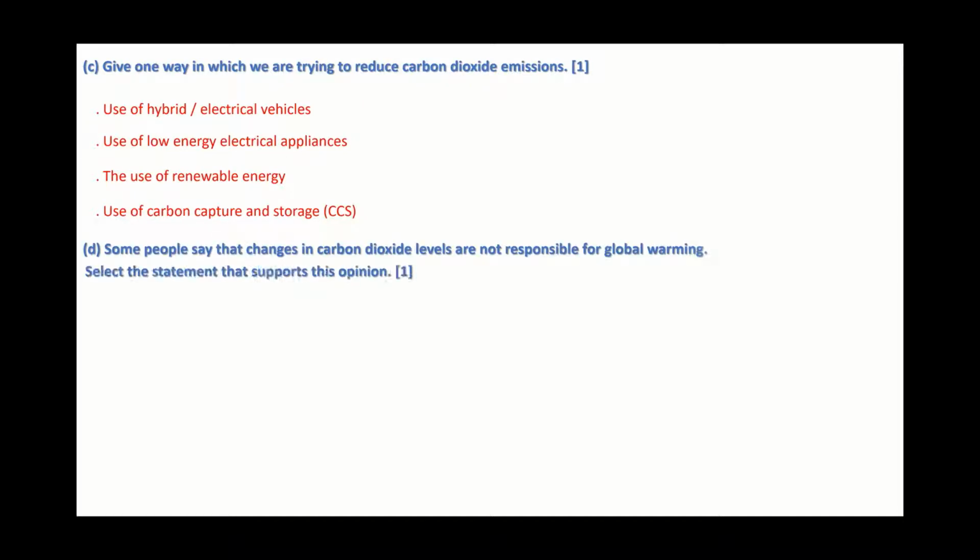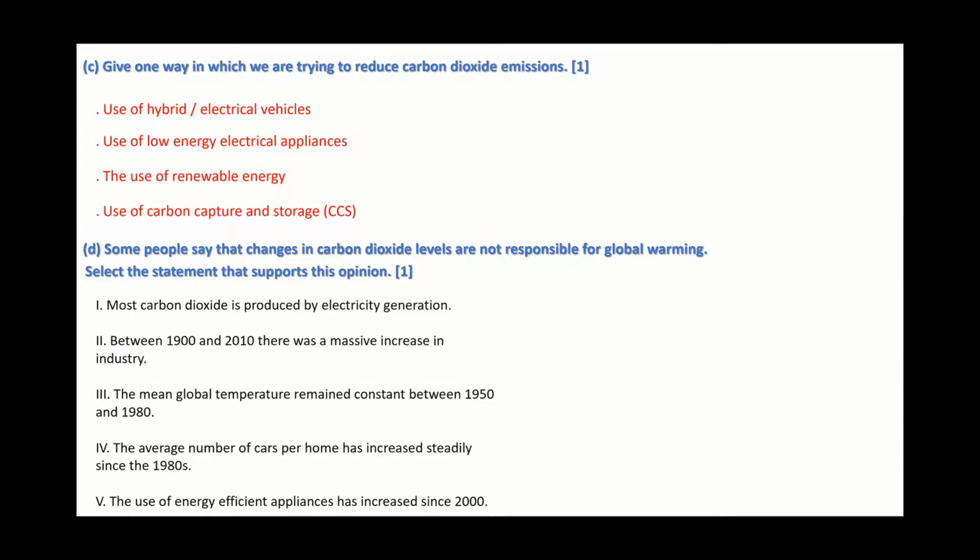So, the final part of this question then asks you to select the right statement that supports the opinion that changes of carbon dioxide levels are not responsible for global warming. So, here's your statement selection. And the answer here is going to be the third statement. Now, the reason why is because if you look back at both the graphs from the last slide, then you can see that the CO2 levels rise between 1950 and 1980, but the global temperature doesn't really alter that much. So this statement supports the fact that changes in CO2 levels are not responsible for global warming.